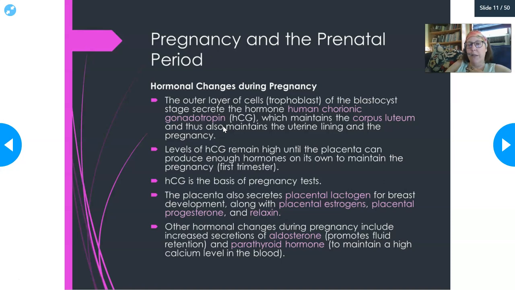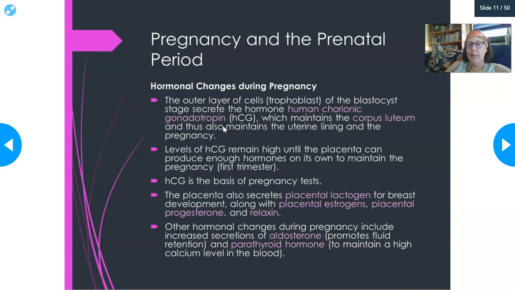If that corpus luteum does not make enough progesterone, then you could have an early miscarriage, because that lining is going to be shed because it's not being maintained. And so in some fertility treatments, women will be given progesterone to maintain that early pregnancy and keep those levels up. The levels of HCG will remain high until the placenta can produce enough hormones on its own to maintain the pregnancy. So it's going to be high during the first trimester, and during that first trimester the ovaries are going to be producing the majority of those hormones.